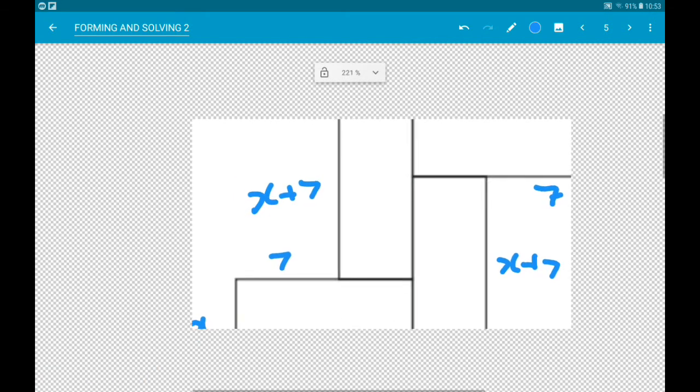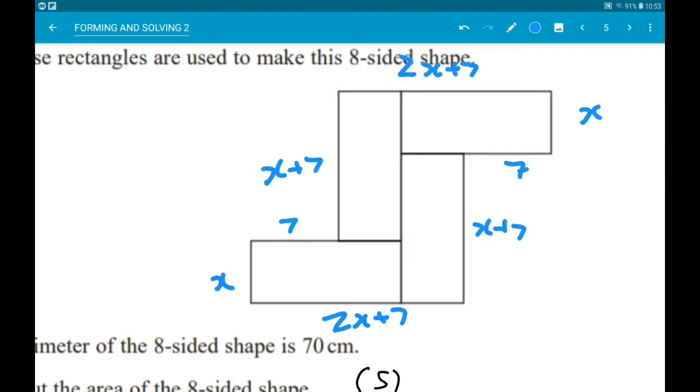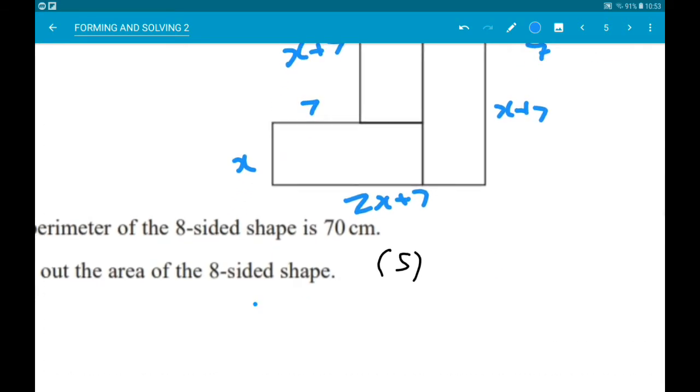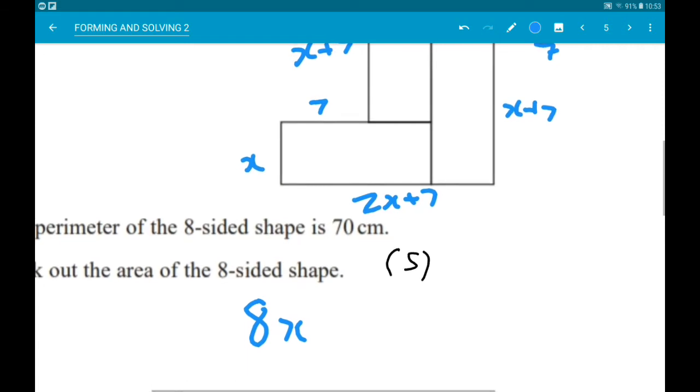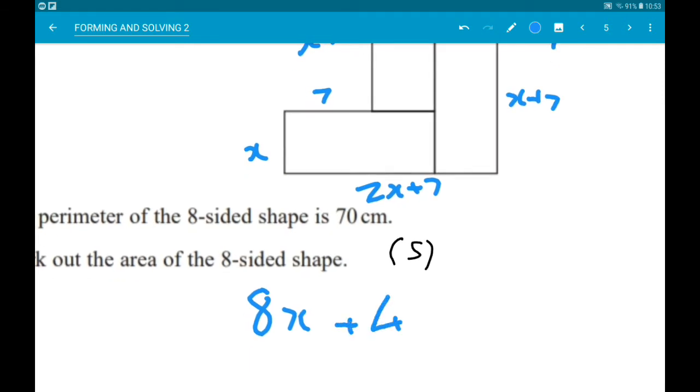Okay, so what we can do from this is now work out the perimeter algebraically by adding all of these together. So we are going to get 8x, and then we have 6 sevens, so that's 42. Now that's the perimeter algebraically. We know the perimeter is 70, so we can say 8x add 42 is equal to 70.